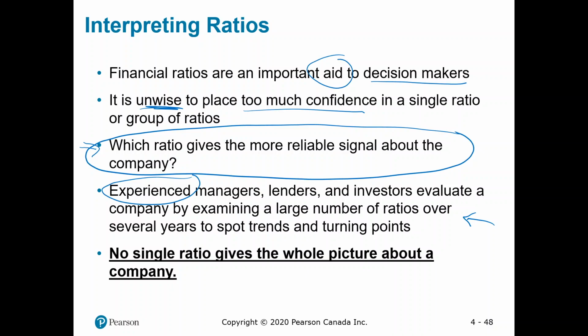So you can't just look at one ratio and say, yeah, this company's great, they've got a good current ratio. There's various ratios that you can look at. You want to look at them over several years, look at the trends or where something maybe hit a bad turning point. So no single ratio can give you the full picture. And it takes experience and lots of looking at ratios to really understand what they mean and help you to evaluate a company.